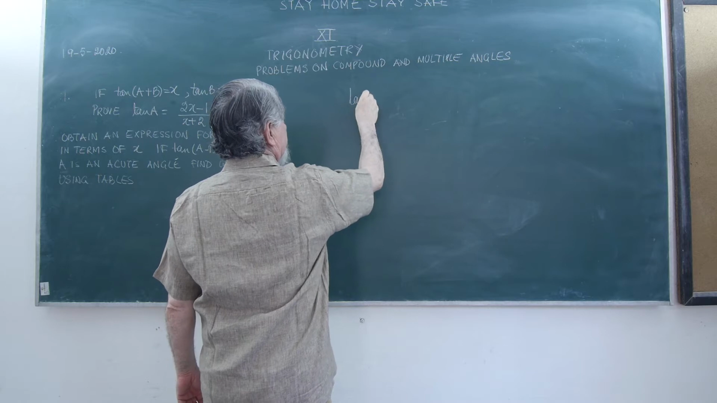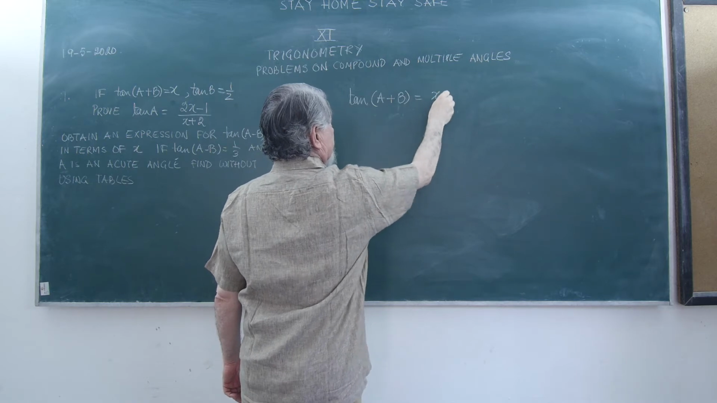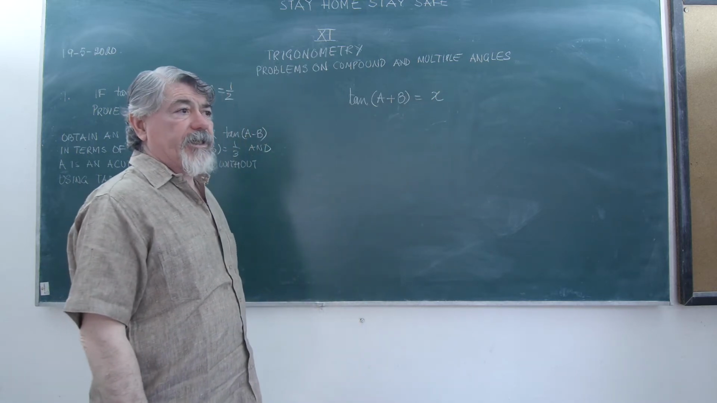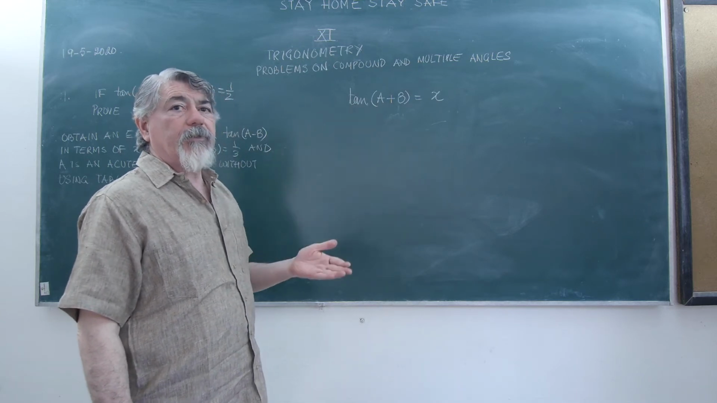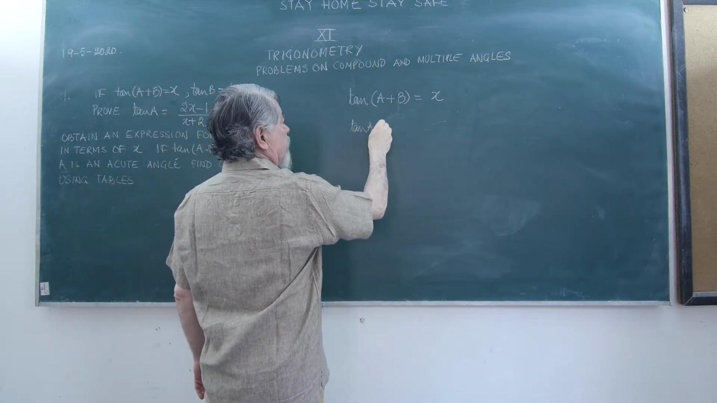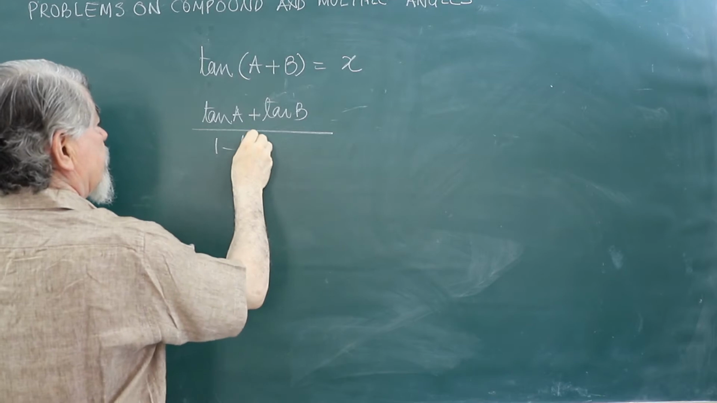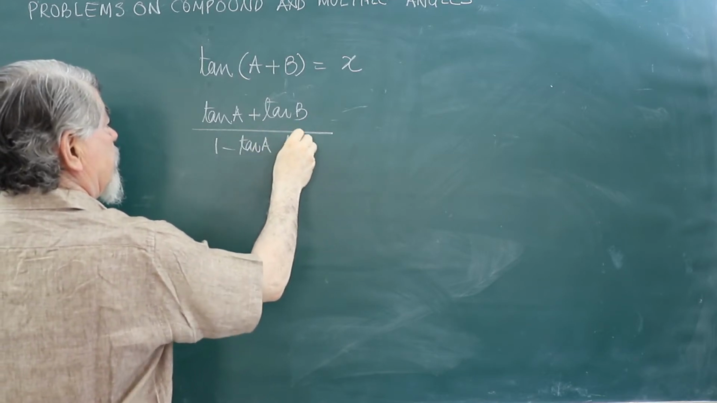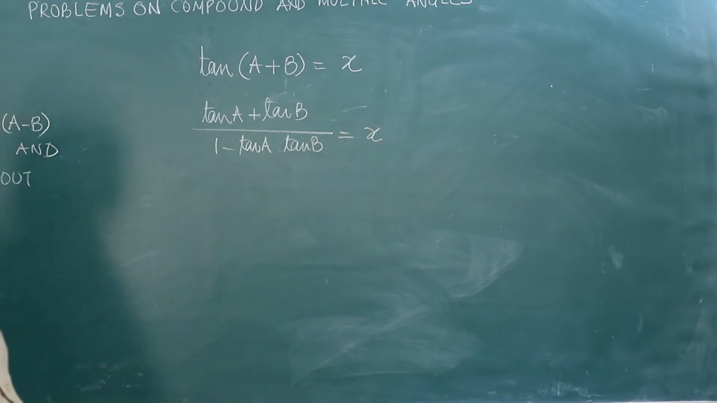The first thing he says, tan(a plus b) is equal to x. Let's write down the formula for tan(a plus b). Tan(a plus b) is tan a plus tan b upon 1 minus tan a tan b, which is equal to x. We know the value of tan b is given as half.